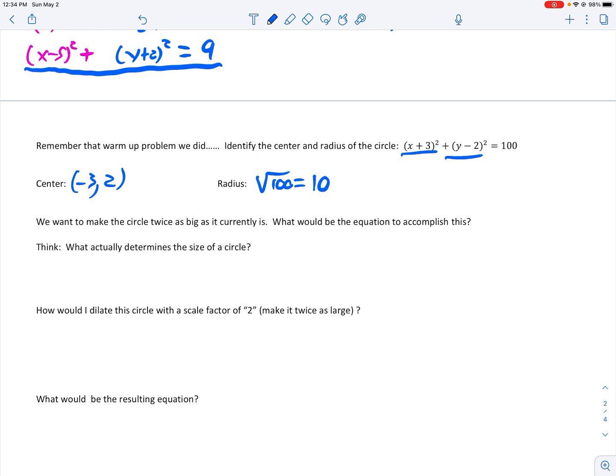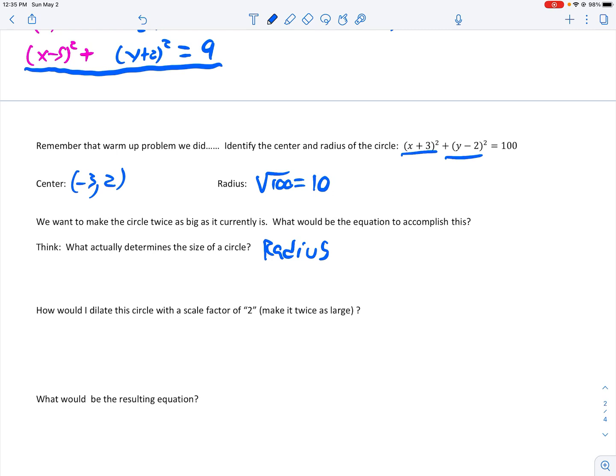So we want to make the circle twice as big. What would we do to make that happen? What part of the equation do we affect, the center or the radius, to make the circle twice as big? So think about that. What actually determines the size of a circle? So hopefully you were just thinking the radius, because that would be correct. So if I want to make a circle twice as big, I need to make the radius bigger.